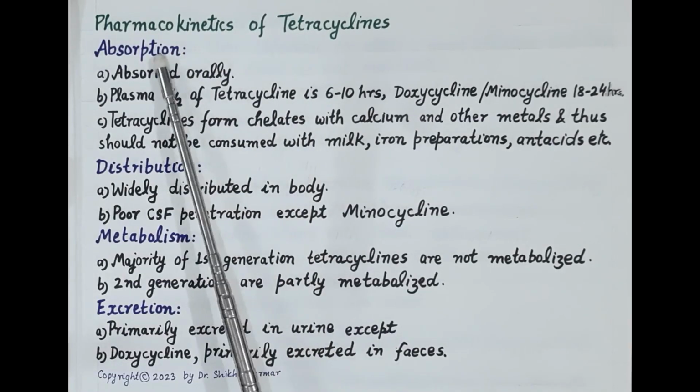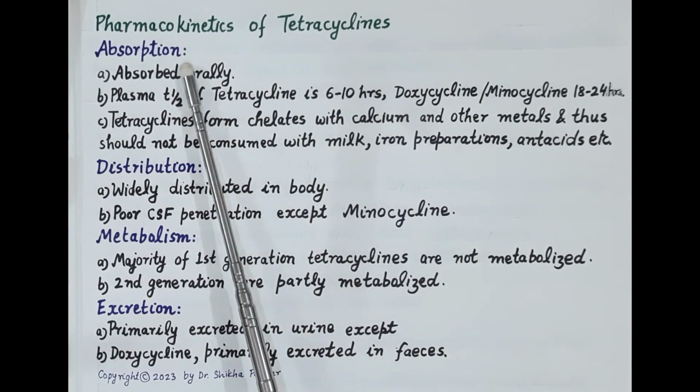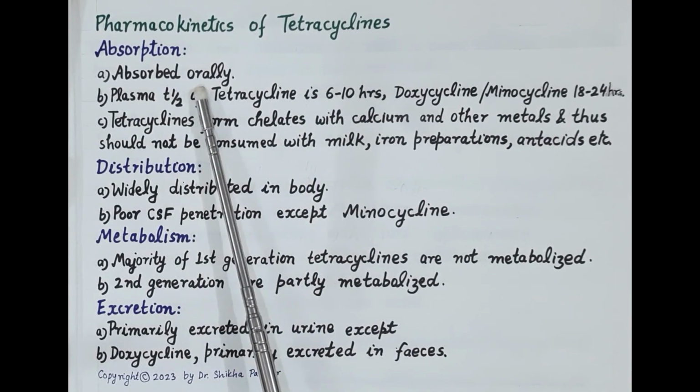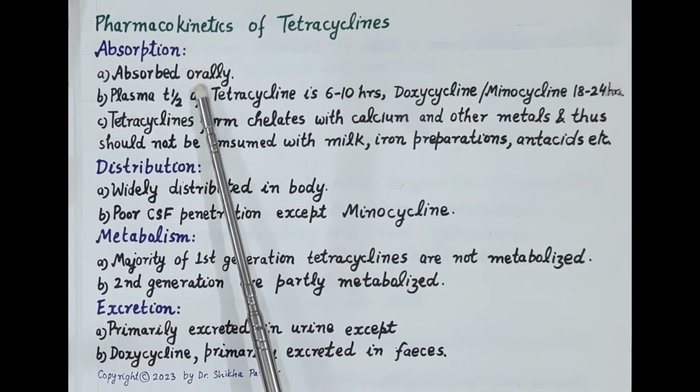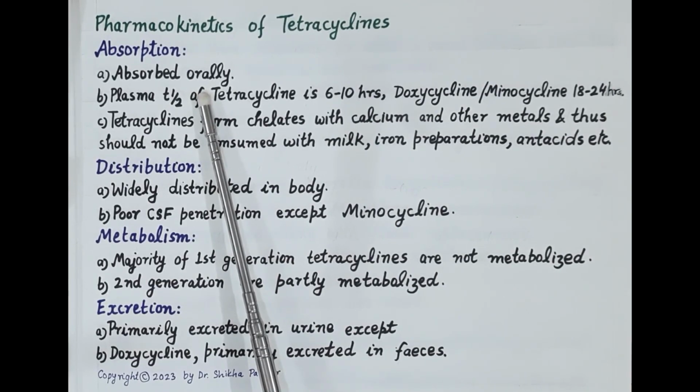Now, let's study pharmacokinetics of tetracyclines. First is absorption. All tetracyclines are absorbed orally. Absorption of first generation tetracyclines like tetracycline, oxytetracycline is better if taken on an empty stomach, while second generation tetracyclines, that is doxycycline, minocycline, are completely absorbed even if they are administered in the presence of food.